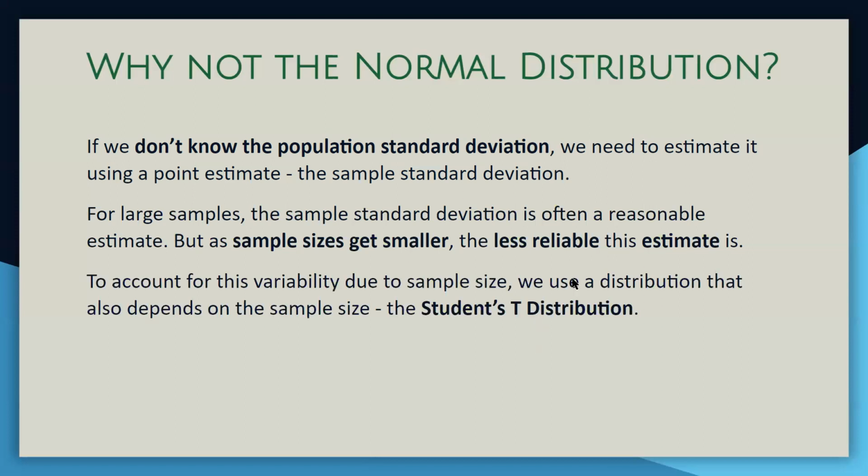To account for this variability due to sample size and the inaccuracies that it's going to produce in our confidence intervals, we use a distribution that also depends on the sample size. And that distribution is called the student t-distribution, sometimes just called the t-distribution.